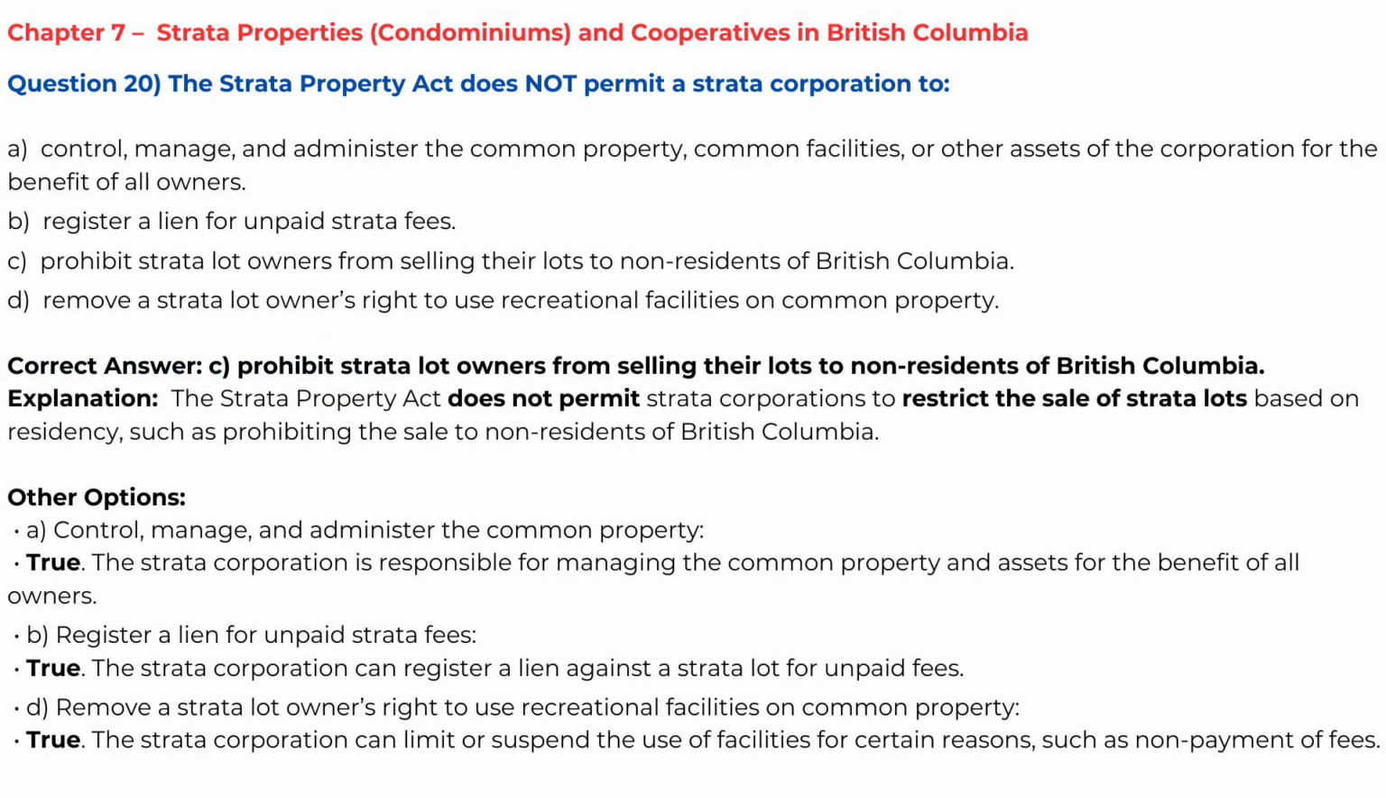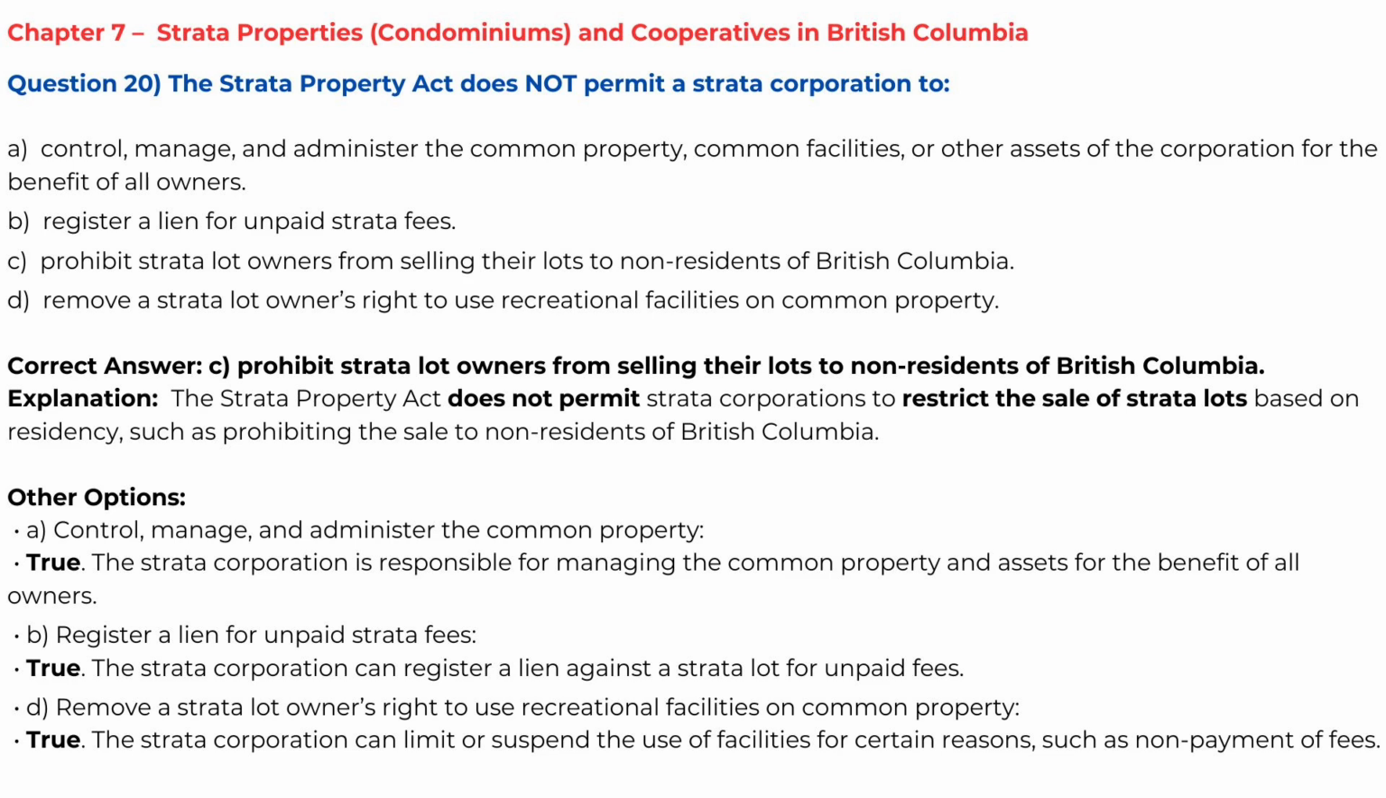Question 20. The Strata Property Act does not permit a strata corporation to. Correct answer: C. Prohibit strata lot owners from selling their lots to non-residents of British Columbia. Explanation: the Strata Property Act does not permit strata corporations to restrict the sale of strata lots based on residency, such as prohibiting the sale to non-residents of British Columbia. Other options: A. Control, manage, and administer the common property. True. The Strata Corporation is responsible for managing the common property and assets for the benefit of all owners.